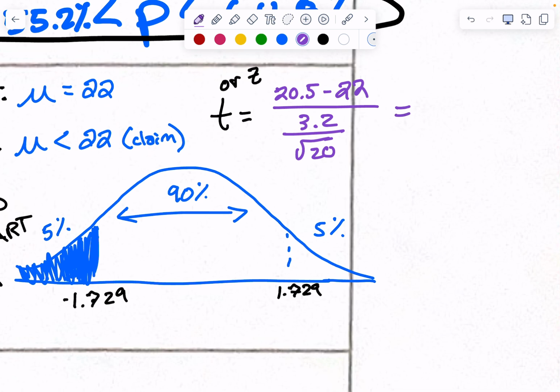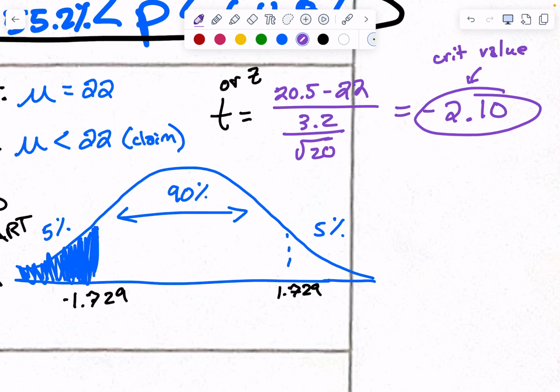I got negative 2.096, which would be 2.10. Is that true? Somebody get that? Matthew got that? Awesome. Okay, that's what I get for a number. That's my test statistic, negative 2.10.